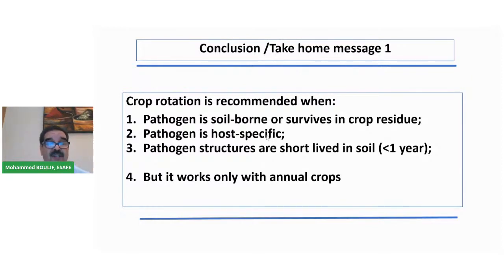If you have a pathogen that survives in the soil for more than 1 year, then your crop rotation will not work. And the fourth rule is that crop rotation works only for annual crops. You cannot apply it for perennial crops like orchards and trees and the like.